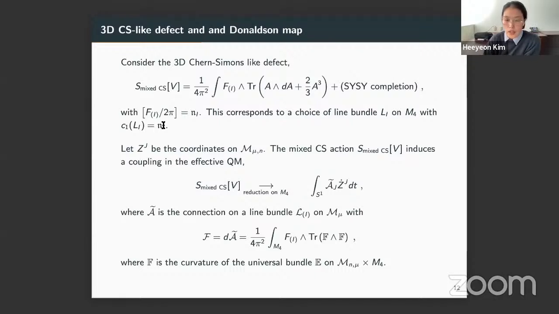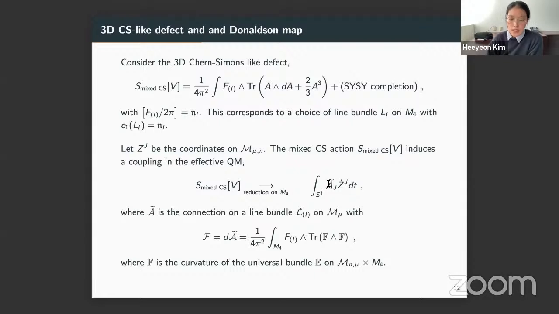Okay. And I'm going to argue that such a choice of line bundle on M4 induces a line bundle on the moduli space. This is going to be done by the universal construction. So let's say that z is the coordinate on the moduli space M_{μ,N}. And you can argue that just by direct reduction of this mixed Chern-Simons term along M4, you can show that this term induces the following coupling in the effective quantum mechanics.